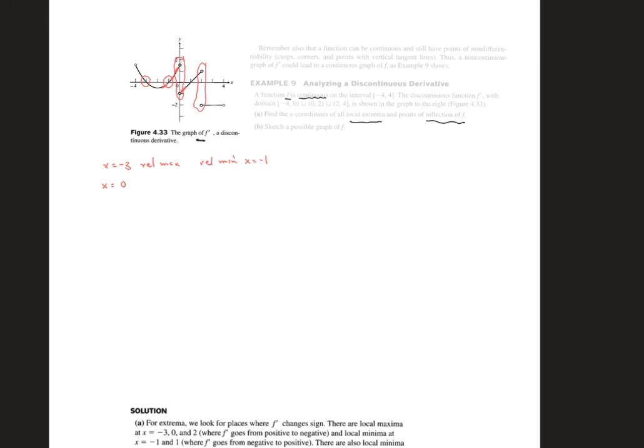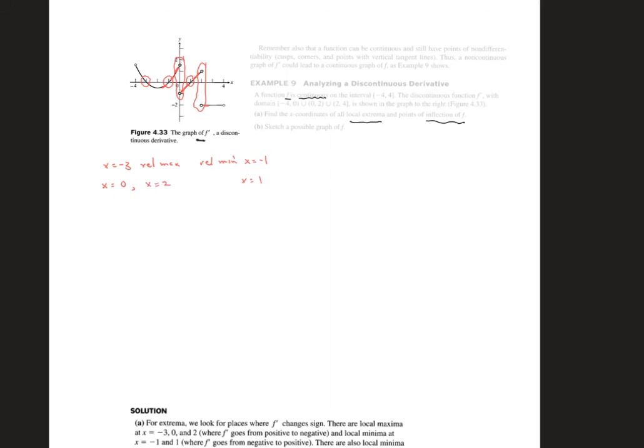In a similar fashion, we can see that the derivative is undefined here at x equals 2, and, oh, I skipped one. Let me back up. Here at x equals 1, the derivative goes from negative to positive, and so that's going to be another relative minimum. At x equals 2, the derivative is undefined, so that's a critical point, and it goes from positive to negative, and so that's going to be another relative maximum at x equals 2.